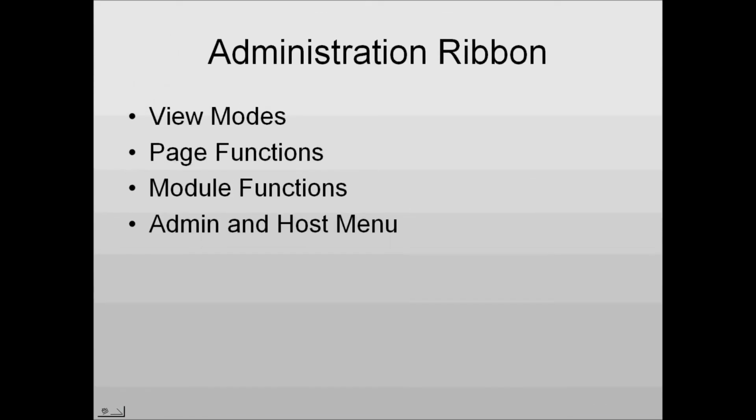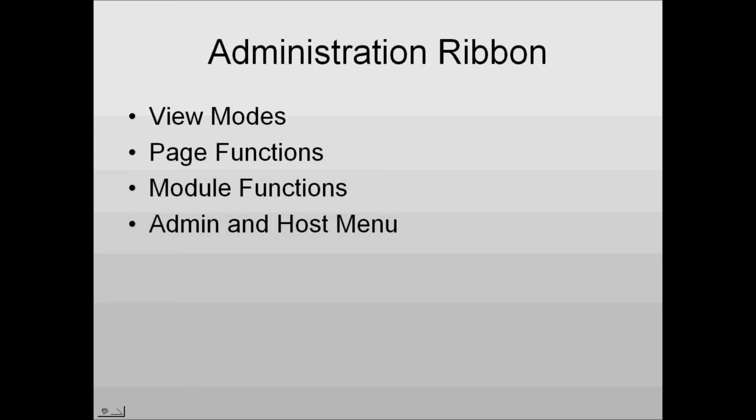The next topic we're going to discuss is the administration ribbon. You probably saw this on the top of the screen in my last example. This ribbon is a toolbar that has several functions that give me quick access to the common administrative utilities that are usually buried in the DotNetNuke admin menu that you saw. These functions include changing my view mode, page functions, module functions, and common admin and host functions.